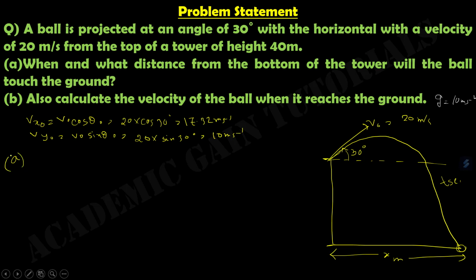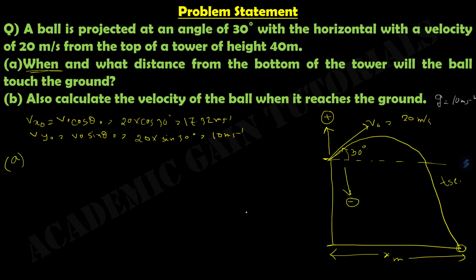Now coming to the first question: when and at what distance from the bottom of the tower will the ball touch the ground? Suppose after t second it will touch the ground. So the first part is when it will touch the ground. Here we have to understand two concepts about vectors. As the ball is first moving in the upward direction, if I take that as plus, then this will be our minus.